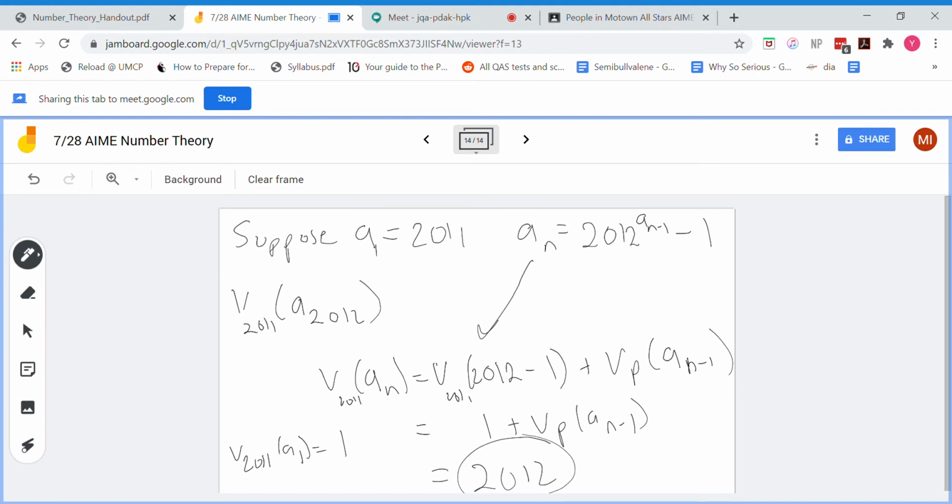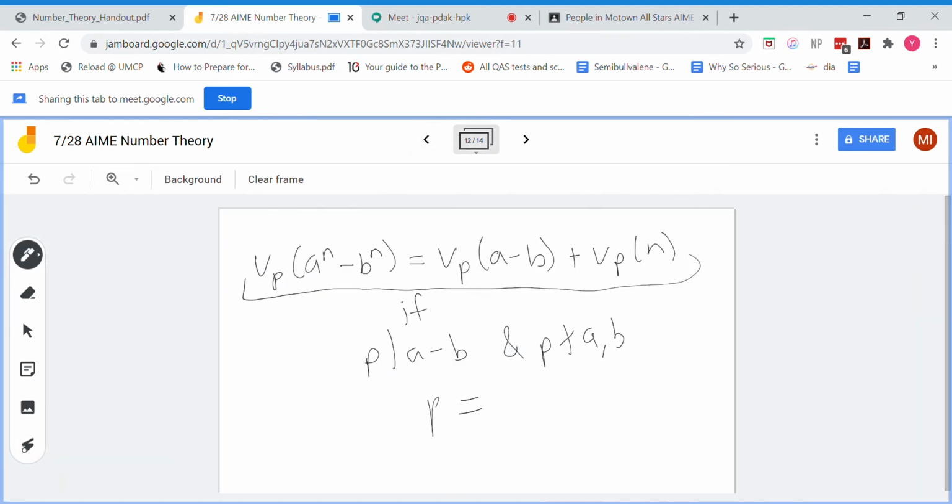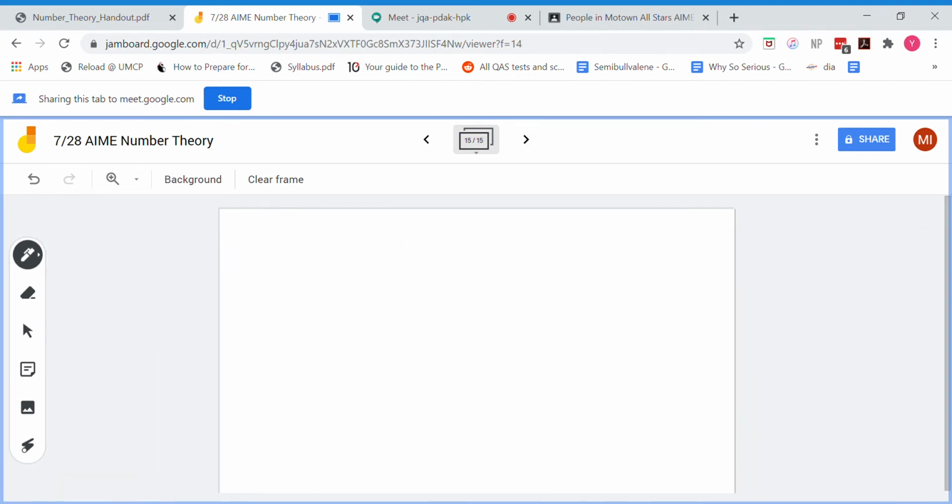Alright, so that's some cases where lifting the exponent might be useful, but one thing to keep in mind when lifting the exponent is to always make sure that P is not equal to 2. Because if P is equal to 2, then there is a different form of lifting the exponent. So if P equals to 2, and 4 divides A minus B, then you can apply normal lifting the exponent. So we're going to call this LTE.